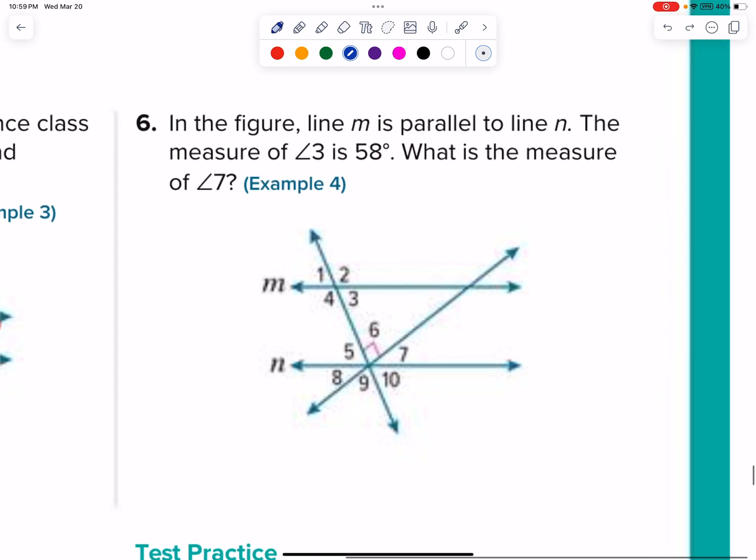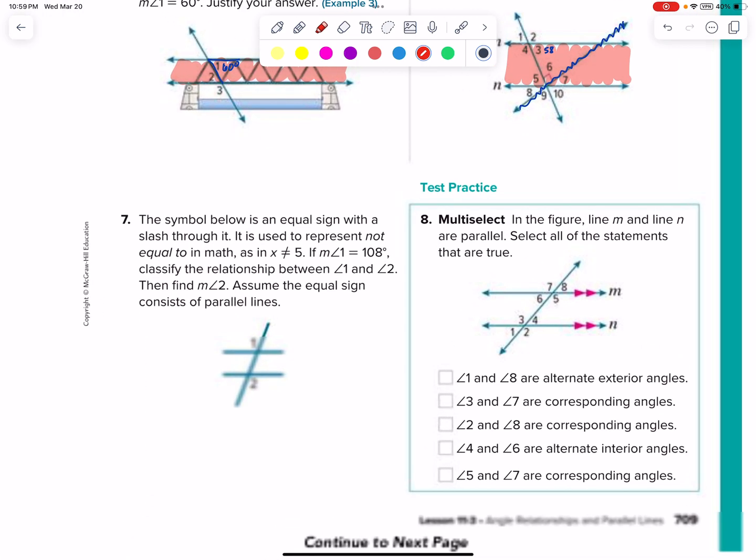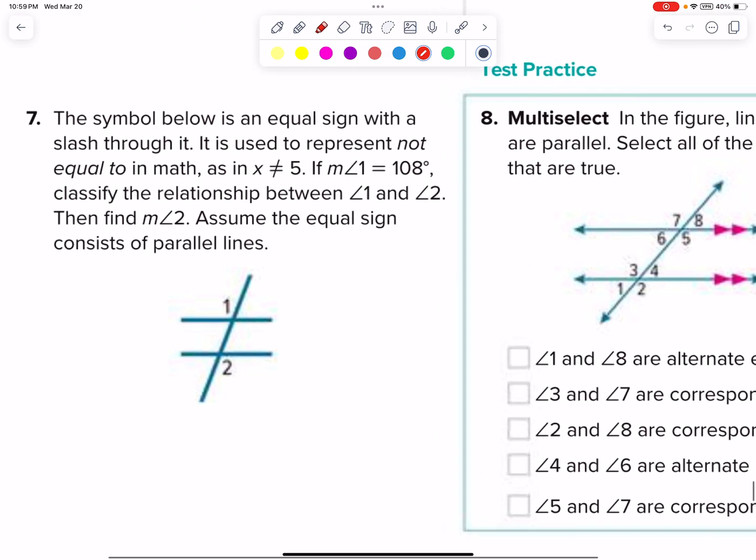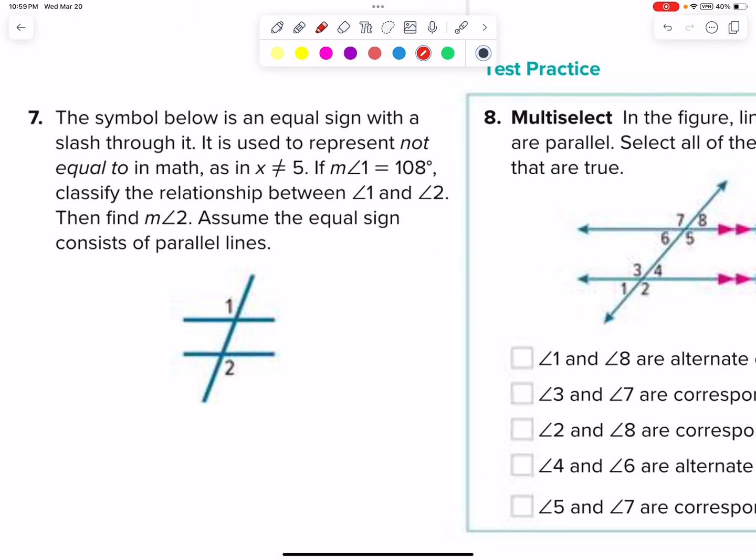Okay, number 6, the measure of angle 3 is 58 degrees. What is the measurement of angle 7? So pay attention to which transversal you probably want to ignore with your eyes. And again, highlight your interior between the parallel lines. Okay, all right. The symbol below is an equal sign with a slash through it, or it's a parallel with transversal.